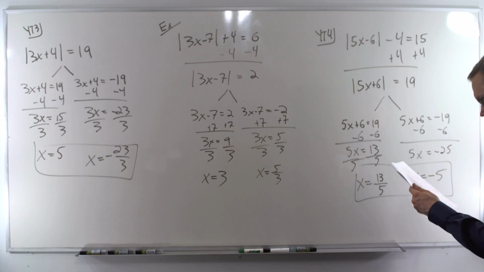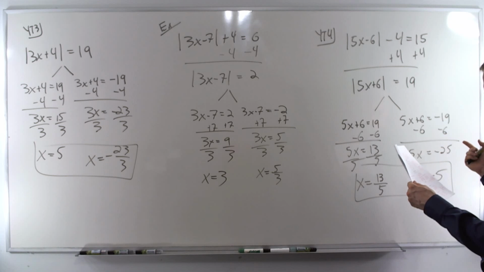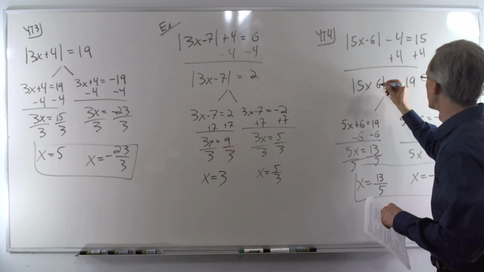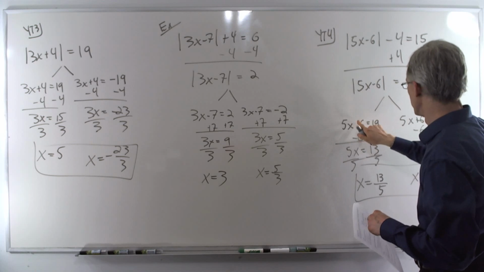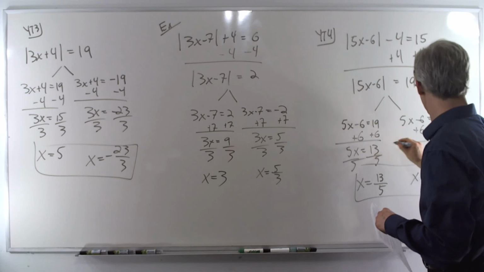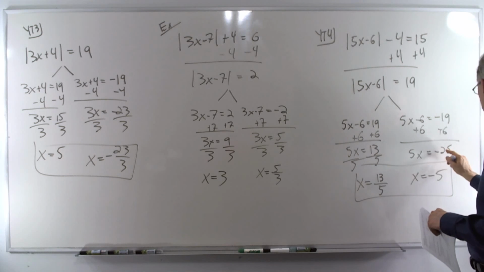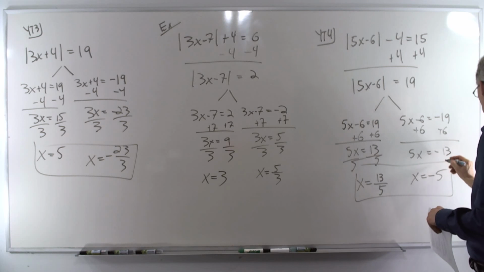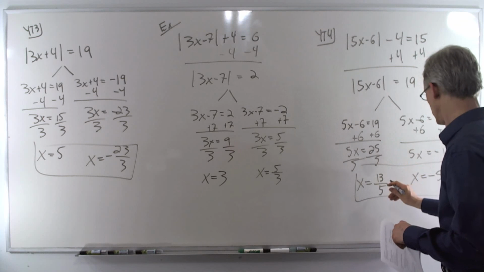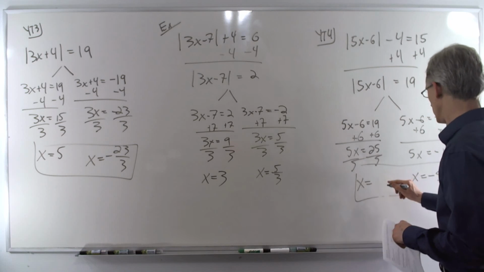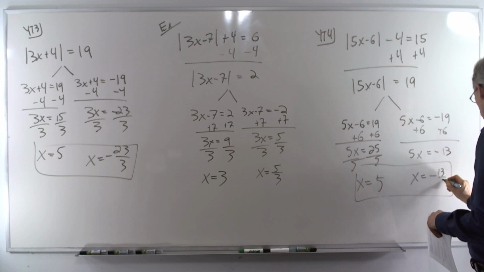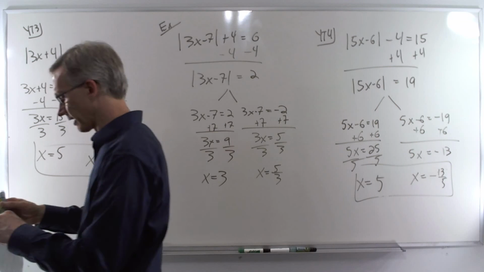Looks like I put the wrong sign in here. Yeah, this should be 5x minus 6. I switched it to positive. I'm going to fix that real quick. It's going to change the sign on the 2 answers. I'll make this negative 13 here. And over here, this will be positive 25. So it switches the signs there. Okay, 5 and negative 13/5.